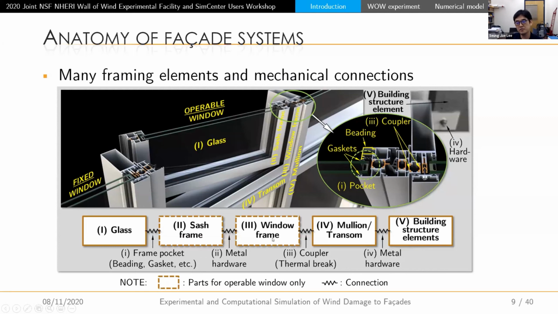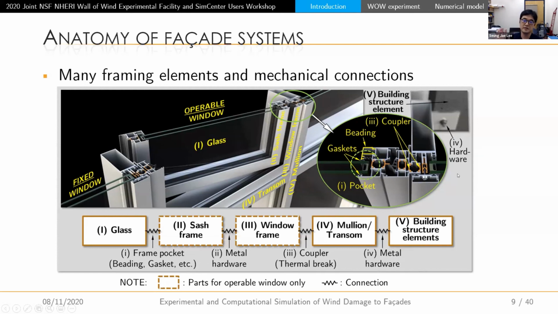Also, the window frame is connected to a mullion transom using mechanical couplers such as thermal breaks. Here, the mullion transom is the vertical and horizontal member of the main frame. This mullion transom is then connected to the building structure elements, such as the floor and the columns, and these are connected through metal hardware such as anchor bolts.